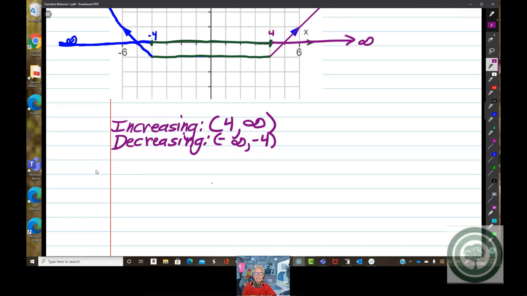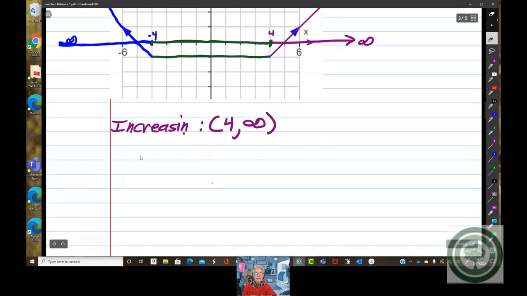And constant. Oops. Oh well. That was supposed to be blue, wasn't it? Yes. I keep telling myself I should just give up on color coding.